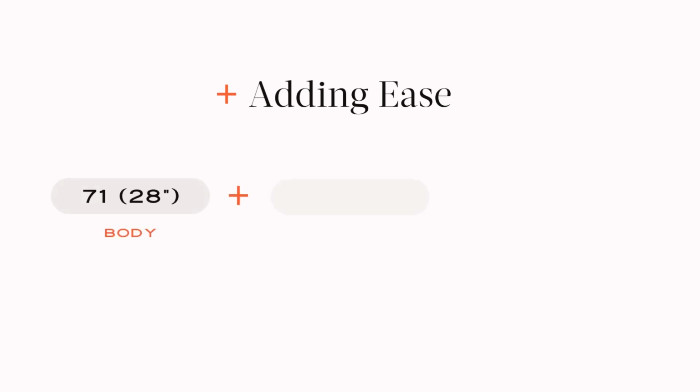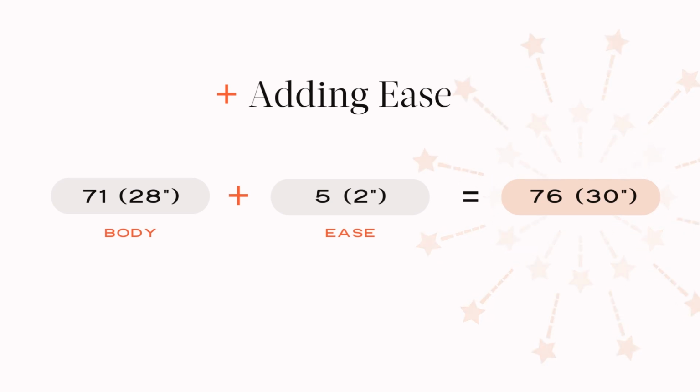Let's play out an example of adding ease. If your waist is 71 centimeters or 28 inches, you like around 5 centimeters or 2 inches of ease at the waist for a semi-fitted dress. You would add this to your waist measurement, giving you a total of 76 or 30 inches. This is the number you would compare to the finished garment chart.